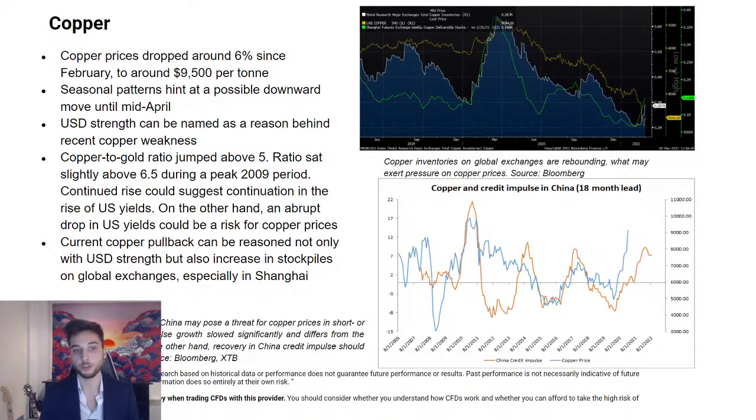Copper to gold ratio jumped above 5. The ratio sat slightly above 6.5 during a peak in 2009. We can see that continued rise could suggest continuation in the rise of US yields. On the other hand, an abrupt drop in the US yields could be a risk for copper prices. Current copper pullback can be reasoned not only with USD strength, but also increase in stockpiles on global exchanges, especially in Shanghai. Let's take a look at this.